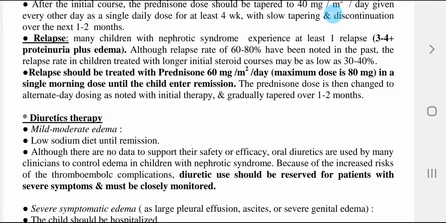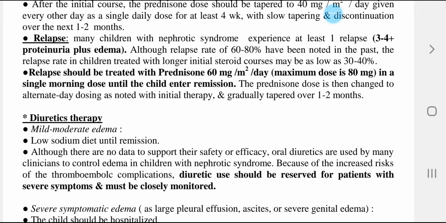In case of relapse, many children with nephrotic syndrome experience at least one relapse, that is 3 to 4 plus proteinuria plus edema. Although relapse rates of 60 to 80% have been noted in the past, the relapse rate in children treated with a longer initial steroid course may be as low as 30 to 40%.